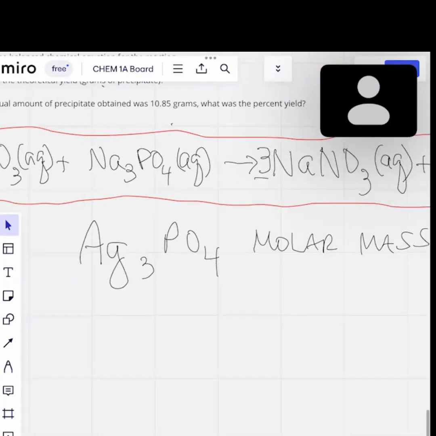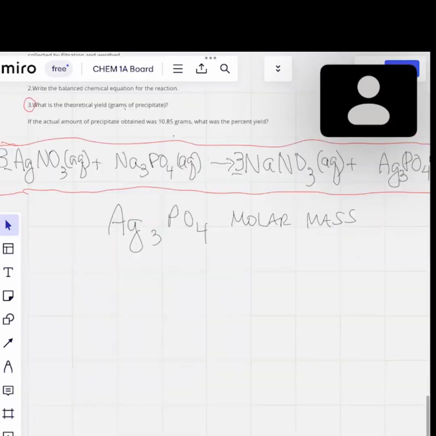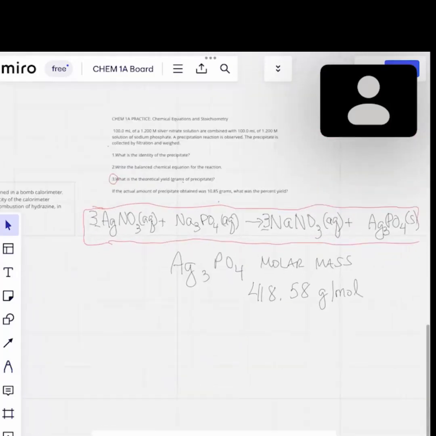In this case, we're trying to find out what is the molar mass of silver phosphate, and you should all be able to find out that it is a total of 418.58 grams per mole. Please pause the video and do this calculation, and please confirm that that's the value you're going to get. Okay, now that we have that, let's go ahead and figure out how we're going to do this.